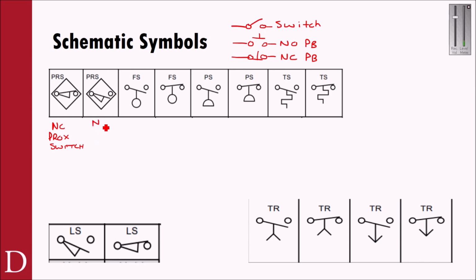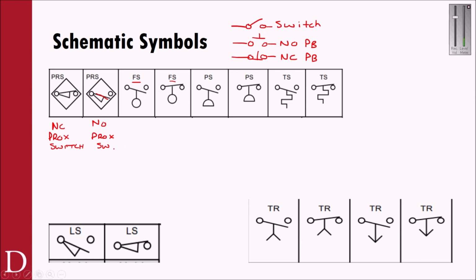This one is a normally open proximity switch. How do I know that? Well, one is touching and one is not touching. So with a proximity switch, when I get close, this one is going to close. And when I get close to this one, it's going to open. Now this next one kind of gives it away, and I don't think I'll hide these.